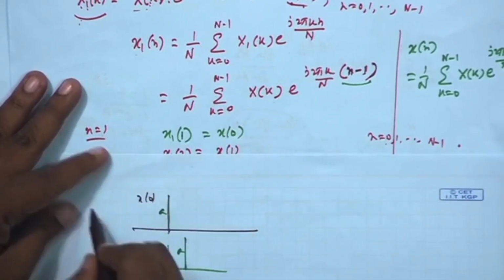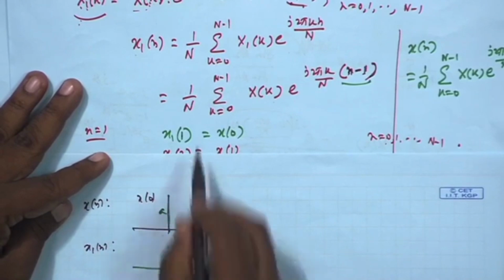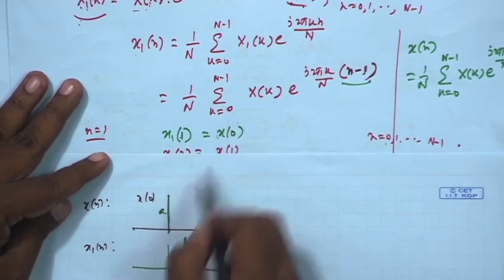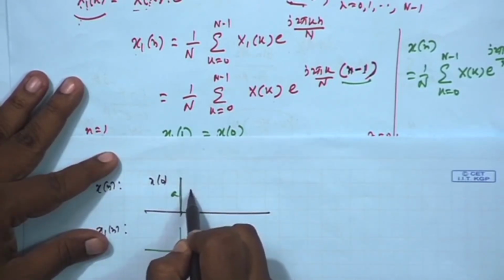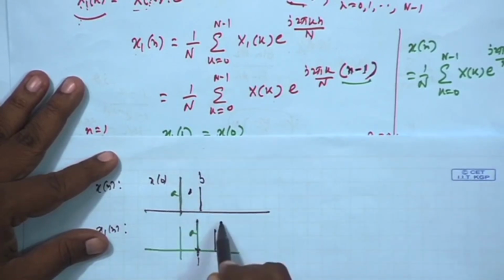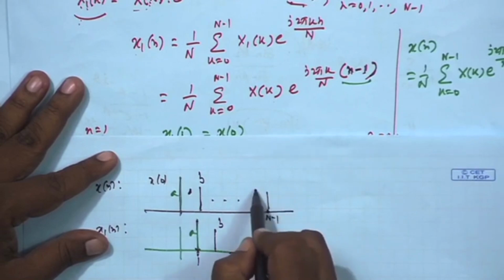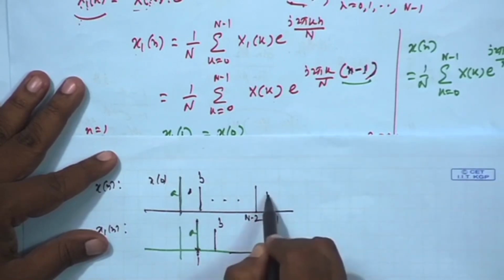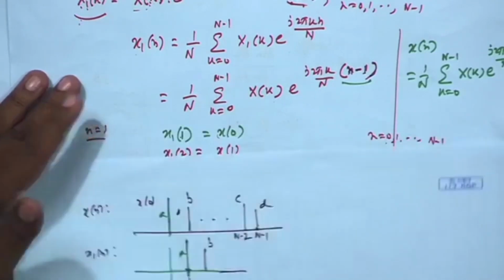Now, for the new sequence, this is the x n sequence, this is the x 1 n sequence. For x 1 n, at point number 1, the value will be the same as the original x at point 0. So this is a. Then if it is b, b will go here, and so on, at n minus 1 and then n minus 2. Suppose at n minus 2 it is c and then it is d.